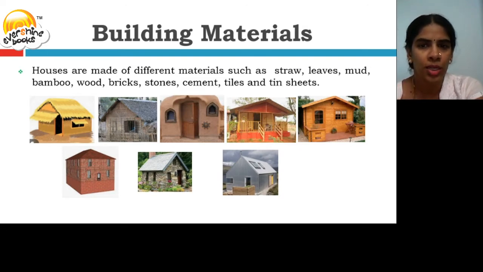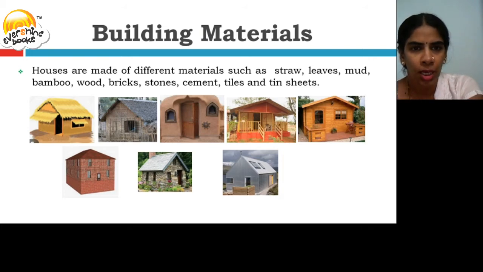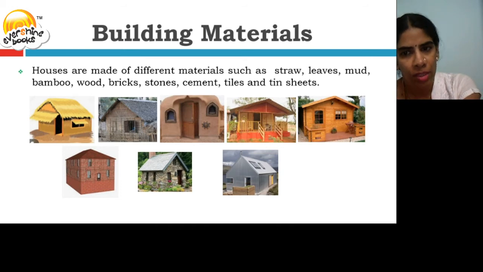So you can see different types of houses are constructed by using different building materials. You should remember that houses can be made up of straw, leaves, mud, bamboo, wood, bricks, stones, cement, tiles and tin sheets.